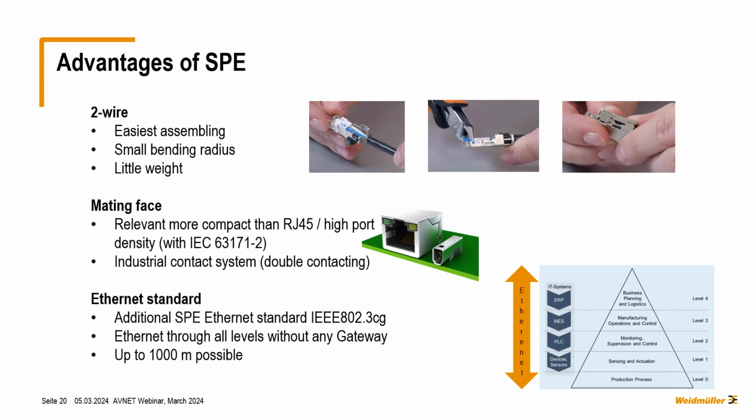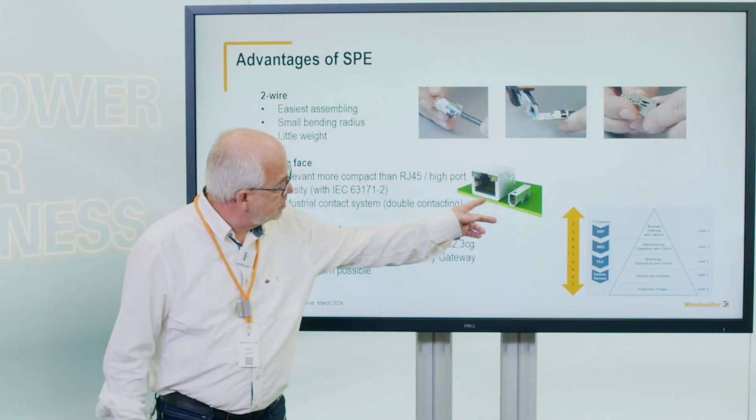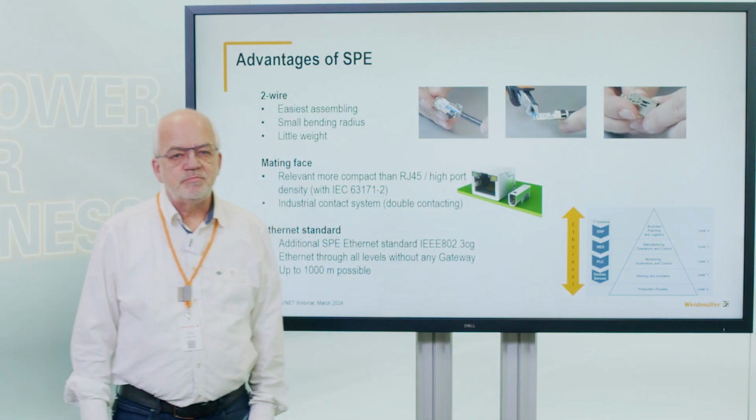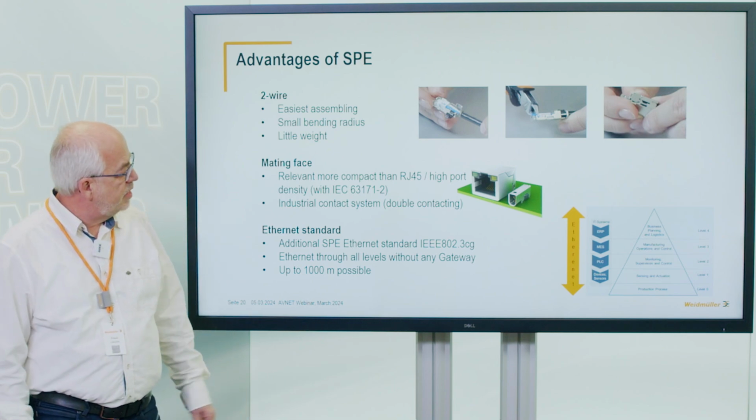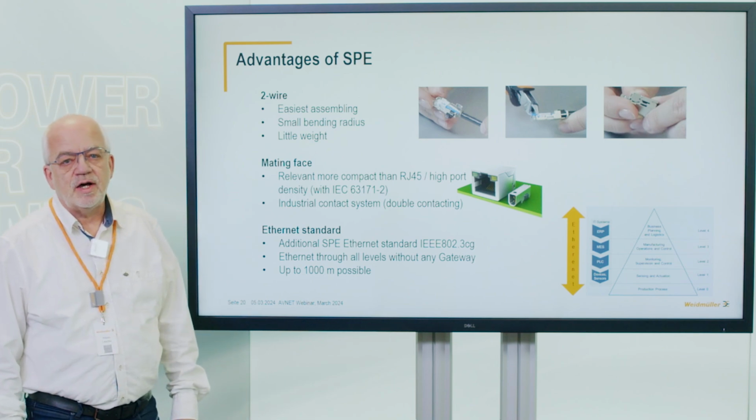Another point is that you have a very small mating face or connector. So in comparison with the RJ45, you see here, our interface is much smaller, so you can realize very high port density.